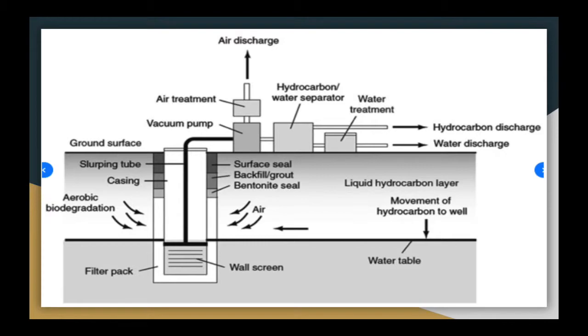Here is a setup for a typical LNAPL contaminant, hydrocarbons. You can see that the slurp goes down and takes up material and is separated into water and gas treatment sections. You can also see the aerobic biodegradation taking place outside of the slurp.